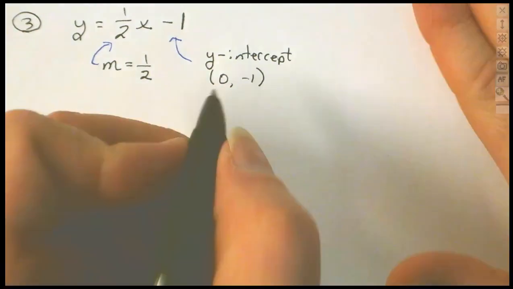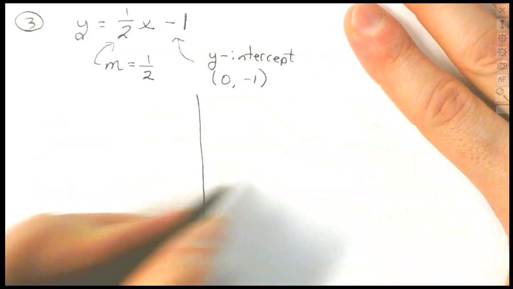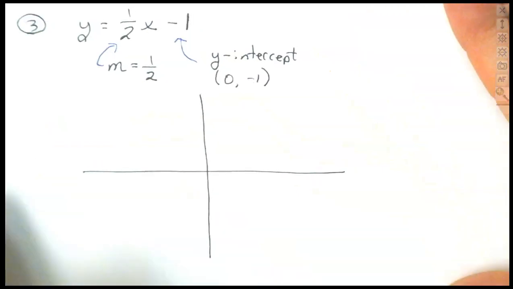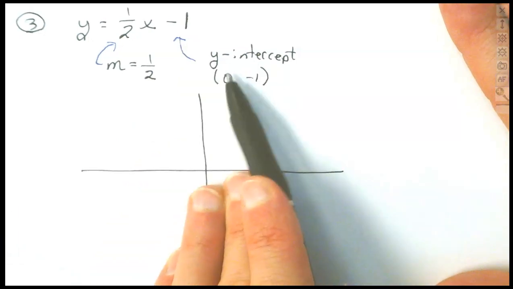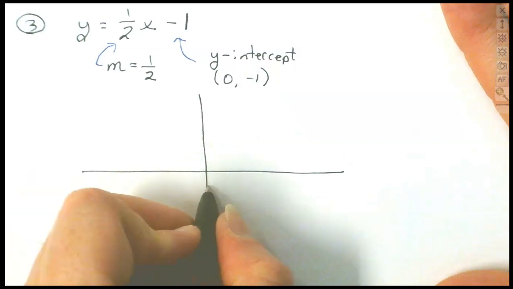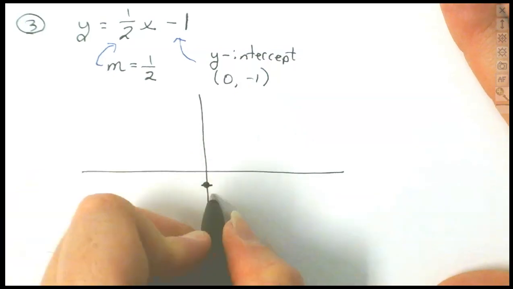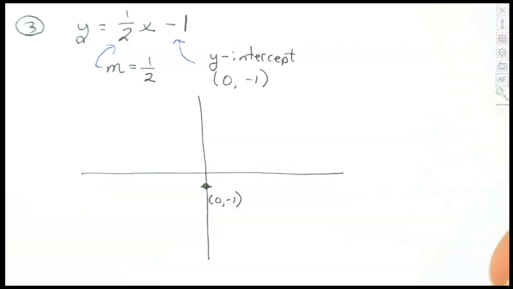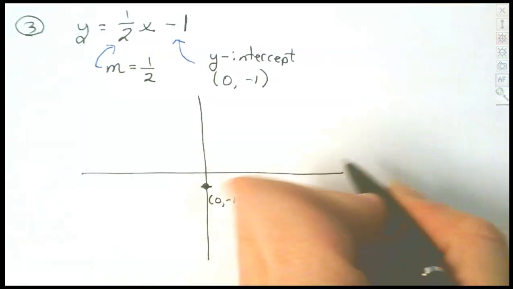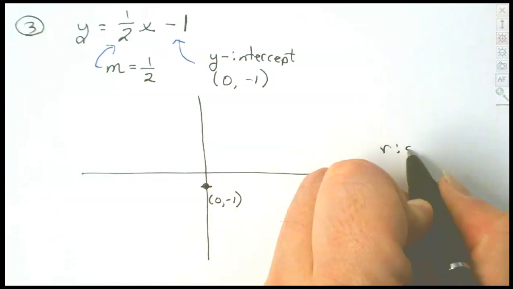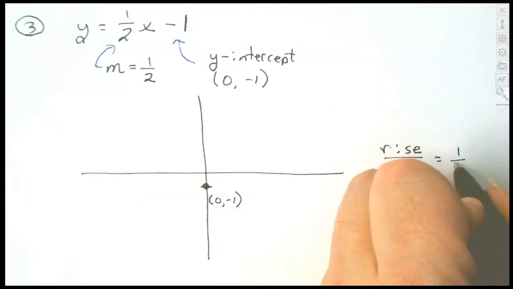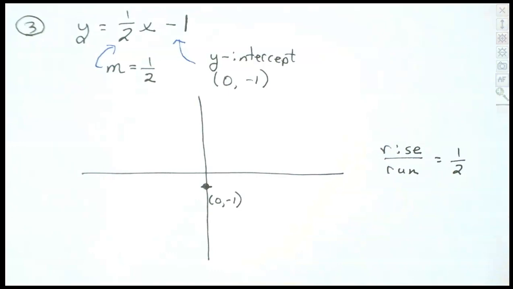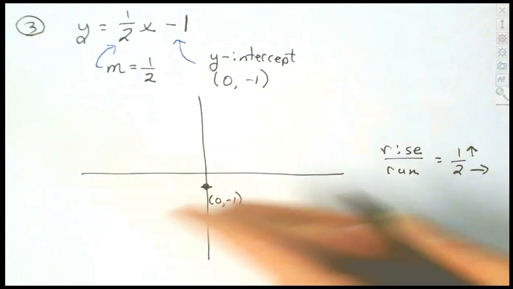So what do we do? We take our point and we plot that point, that y-intercept. So the number on the end, after it's been solved for y, is your y-intercept. So we've got 0, -1. So that's going to be right here. It's down 1 unit. Now, what is our slope? Our slope is 1/2. And your slope is rise over run. And so in this case, we've got 1/2. So what do we do with this 1/2? Well, the rise is 1, because that's on the top. And the run is 2.